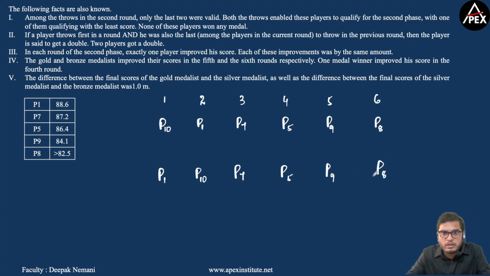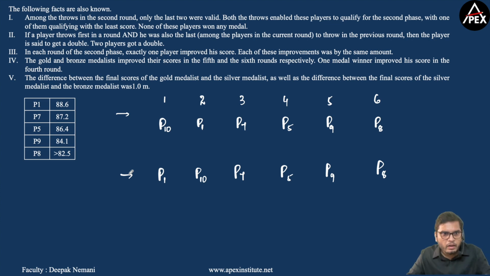Now it is mentioned that none of P8 and P10 won any medal. So you cannot have P10 winning any of these 3 medals, right? Now if I consider the first scenario, you need to have 3 players out of P1, P7, P5 and P9 scoring more than P10 in rounds 4, 5 and 6. Now if I consider the second scenario, you need to only have 2 persons scoring more than P10.